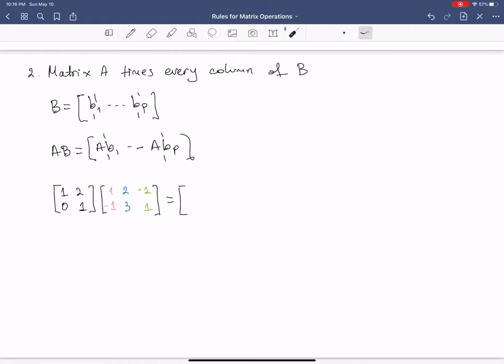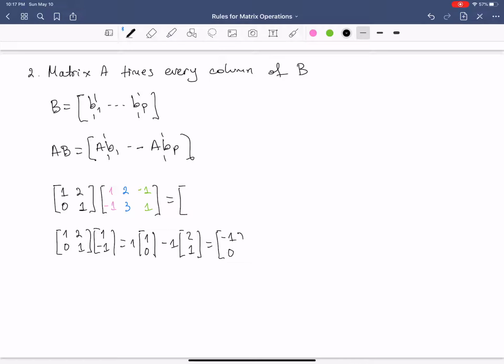So then what we get in the product is, if you take this matrix and multiply it only by that vector, what do you get? So you can compute that using dot products, you can compute it using linear combinations. It's up to you. Let's do it with linear combinations, just so we can see what it is. So this is 1 times the first column minus 1 times the second column. And this gives us 1 minus 2 is negative 1, 1 minus 1 is 0.